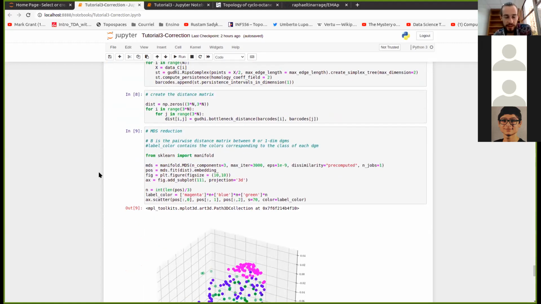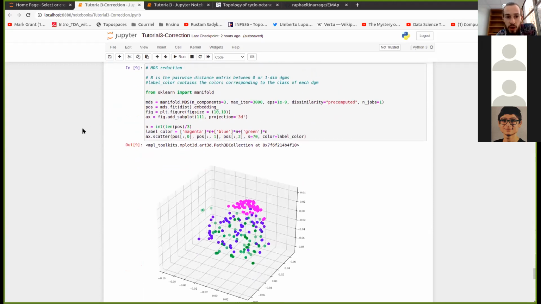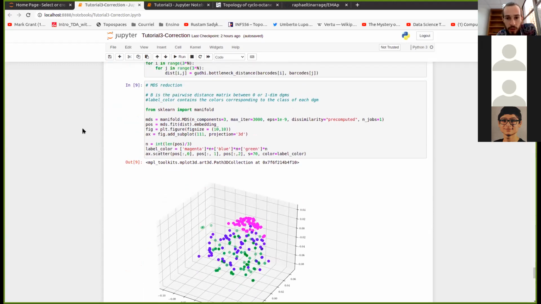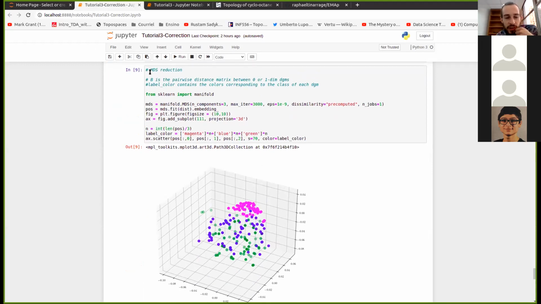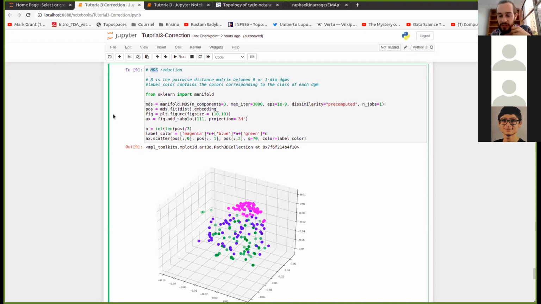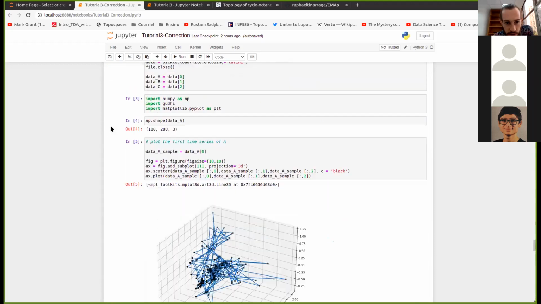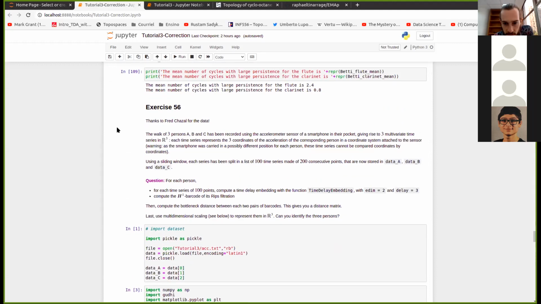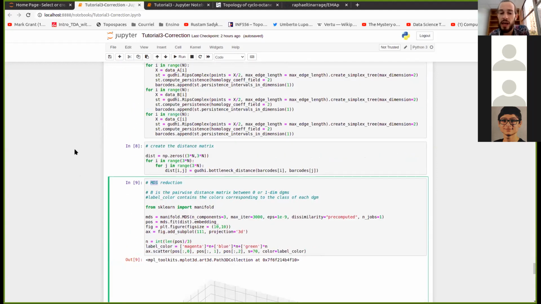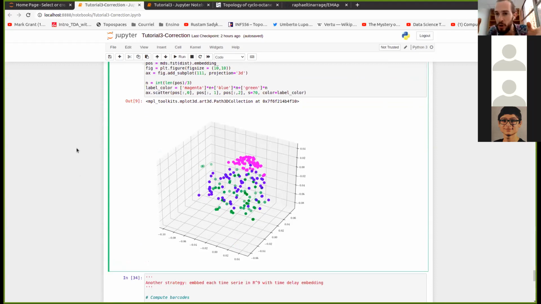And here I represented it with MDS, a method of dimensionality reduction. How is it called? Multidimensional scaling. Well, it's just a way of representing points when you are given a distance matrix. And this is what you obtain.